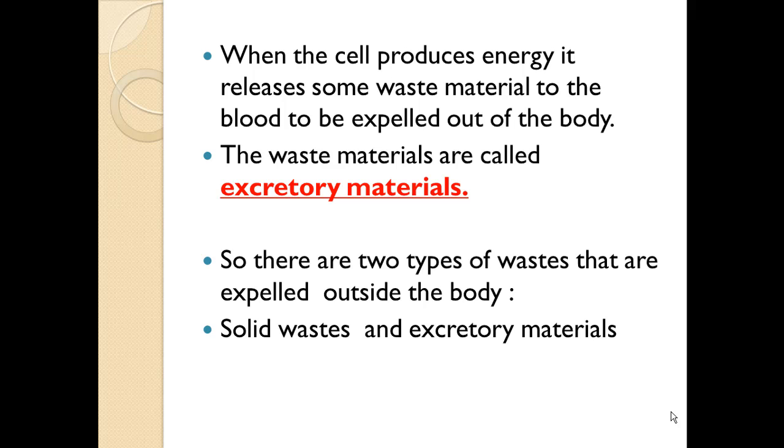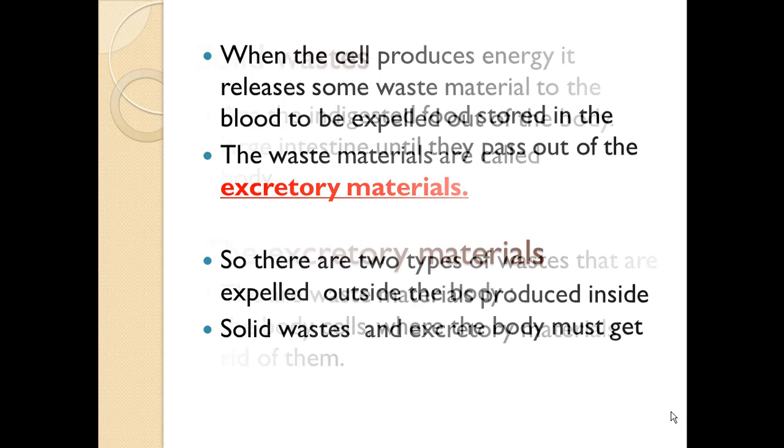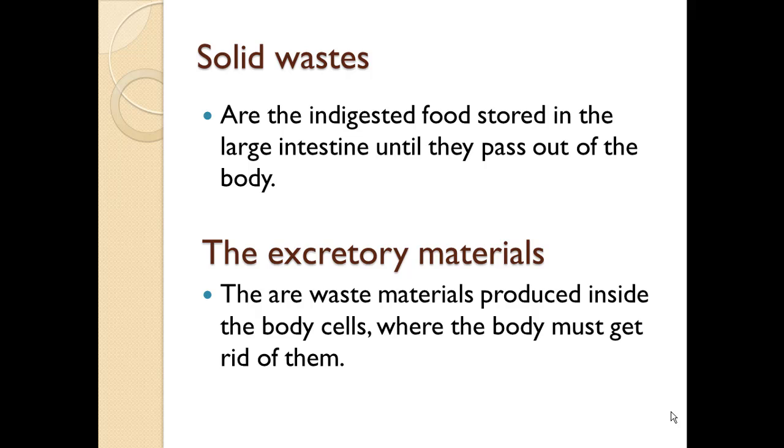To sum up, there are 2 types of waste that our body needs to get rid of, which are solid waste and excretory material. To repeat again, solid waste is the undigested food which is stored in the large intestine until it passes out of your body through the anus. Here comes an important scientific term: the undigested food stored in the large intestine is called solid waste.